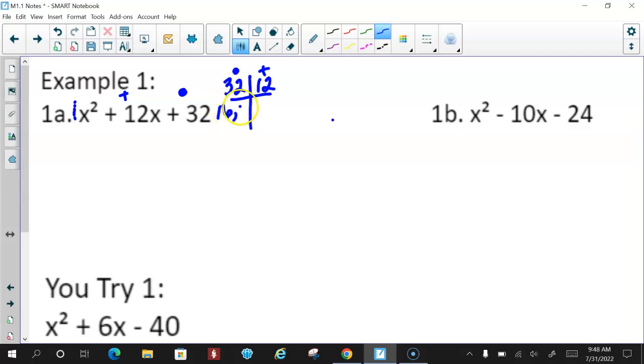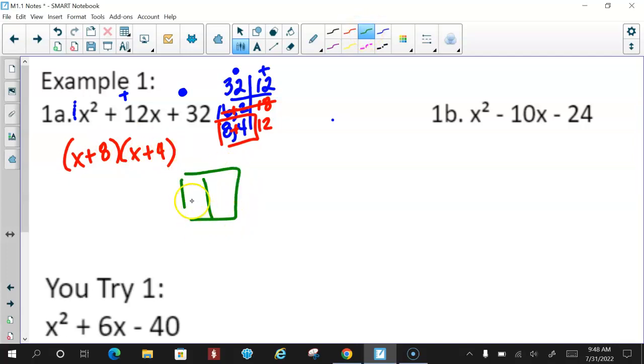16 and 2 multiply to get us 32. 8 times 4 also multiplies to get us 32. But make sure they have to add to get us 12. When I add 16 plus 2, that gives us 18, so I know that's not it. But 8 plus 4 is 12. So our factors are positive 8 and positive 4. So here I've got x plus 8 and x plus 4. Then, of course, how can we check our work? Box method.